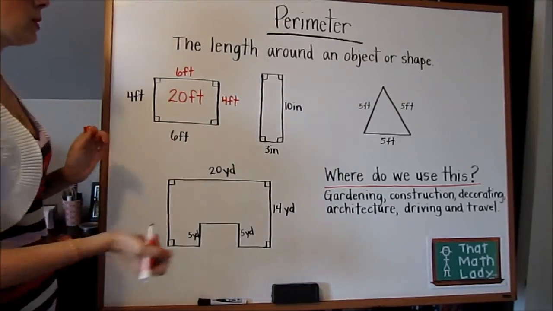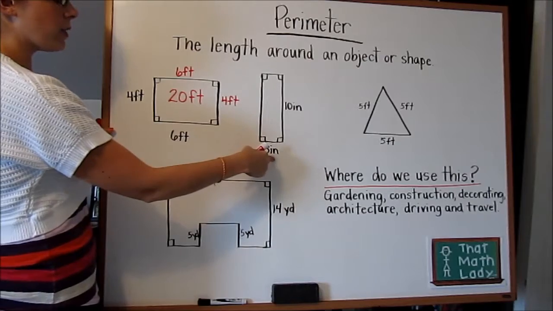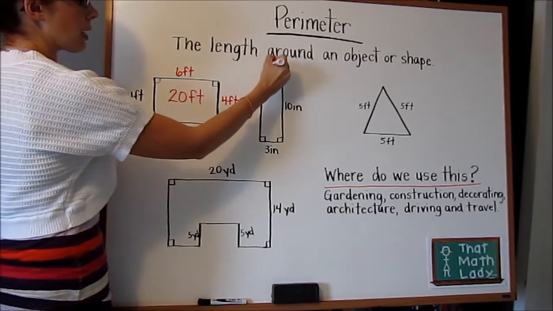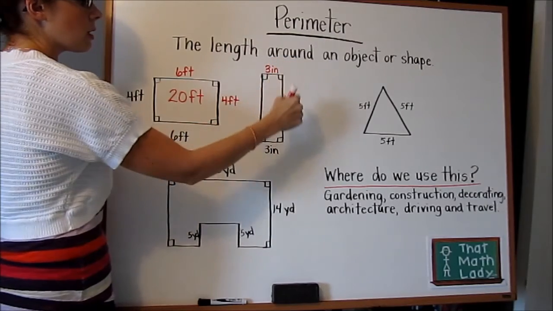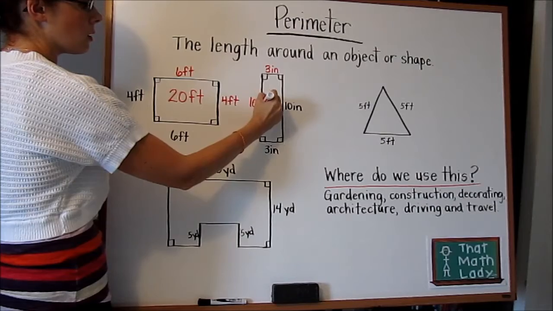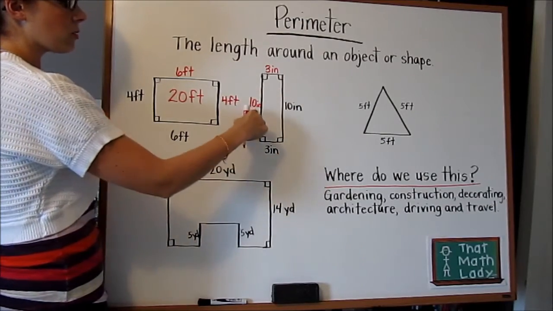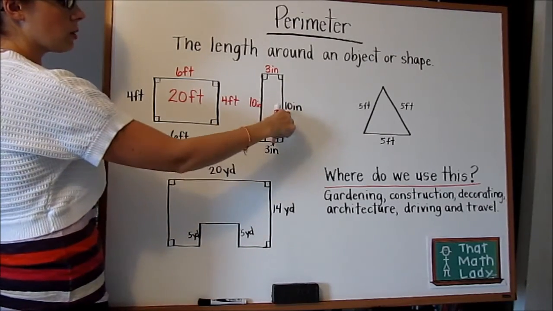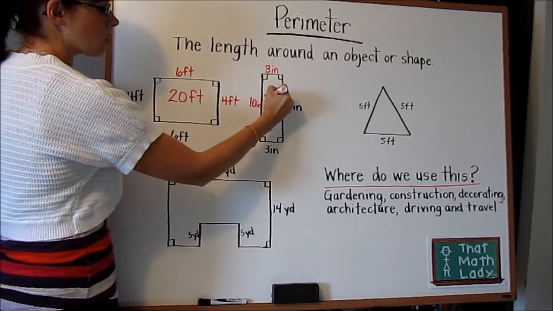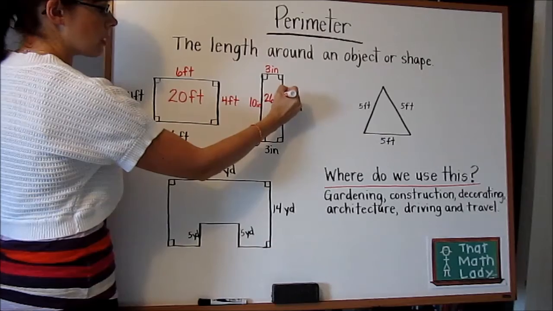Pretty simple. Same thing here. I know if this is a rectangle, that the opposite of this side is going to be the same, 3 inches. And this is going to be the same over here, 10 inches. And if I add those together, 10 plus 3 is 13, plus 10 more is 23, plus 3 more is 26. 26 inches.